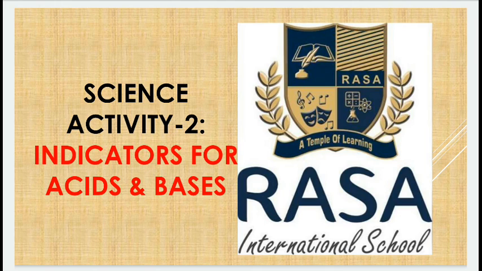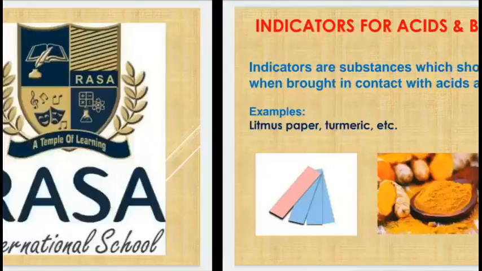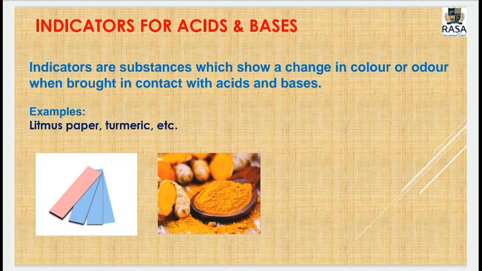Today we will do an activity in which we are able to identify acids and bases with the help of indicators. So to understand first how we are able to identify whether the sample which is being provided to us is an acid or a base with the help of an indicator. So the indicator is the important part. So what is an indicator first?